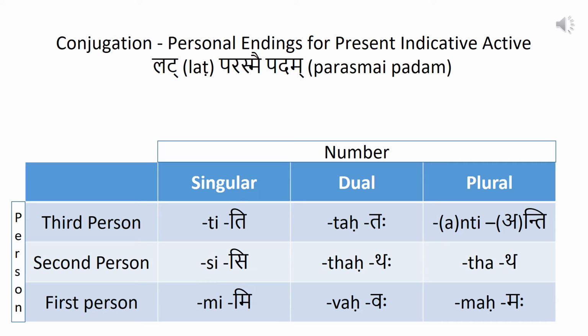The other endings are given here. So you can see here the endings for the singular, dual and plural of the third person, second person and the first person.